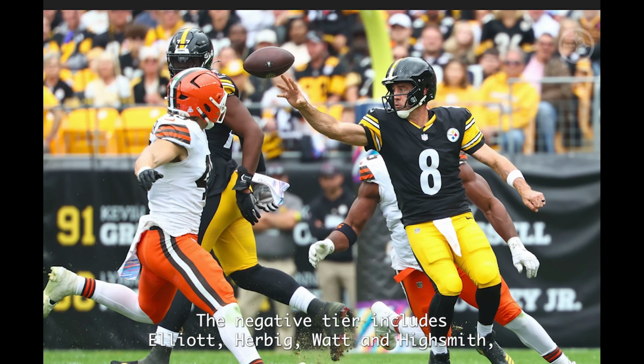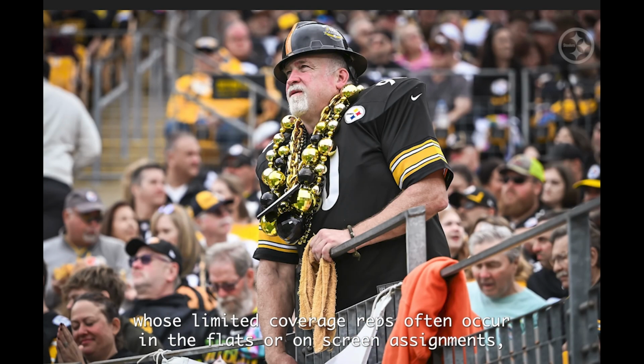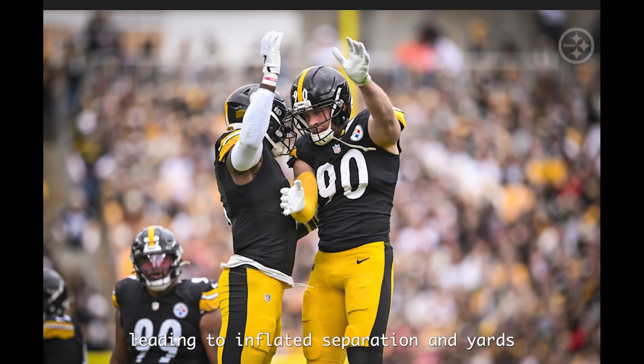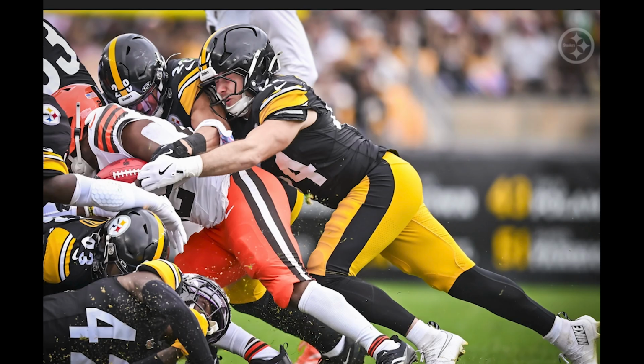The negative tier includes Elliott, Herbig, Watt, and Highsmith, whose limited coverage reps often occur in the flats or on screen assignments, leading to inflated separation and yards after catch numbers rather than systemic failures.